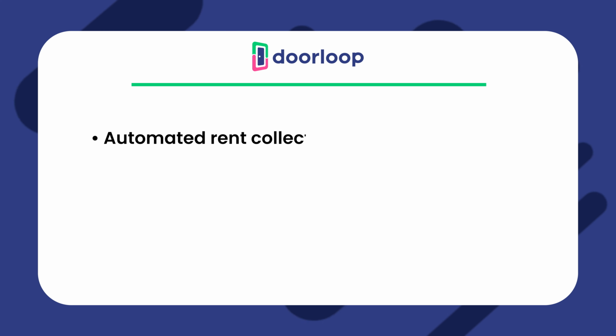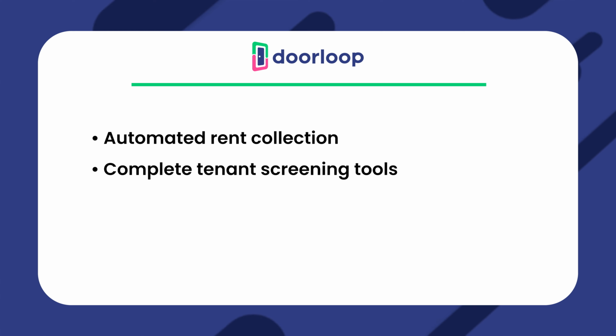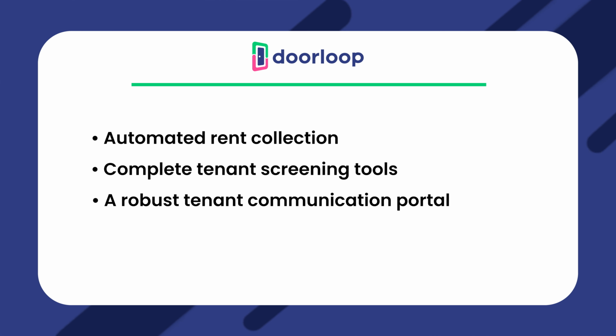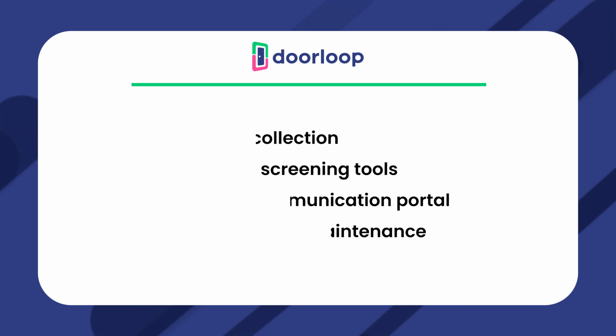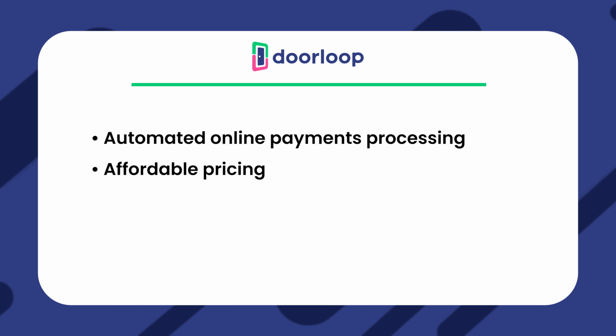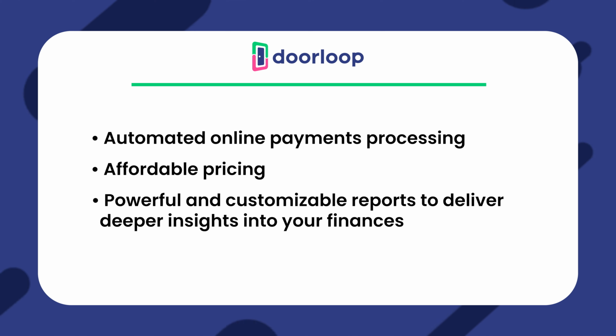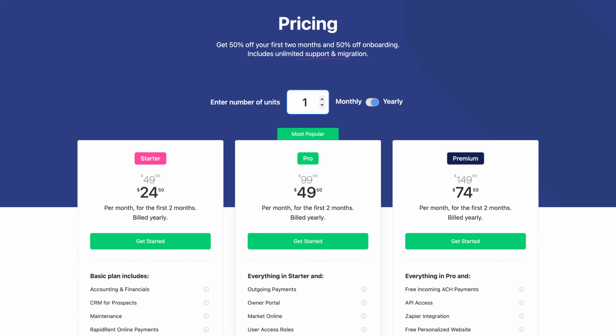DoorLoop offers features such as automated rent collection, complete tenant screening tools, a robust tenant communication portal, simplified vendor and maintenance management, automated online payment processing, affordable pricing, powerful and customizable reports to deliver deeper insights into your finances, and much, much more. On top of its robust feature set, DoorLoop also comes with an award-winning, best-in-class customer support team, which can answer your questions through phone, email, screen sharing, and tutorial videos to ensure you get maximum value from DoorLoop software. DoorLoop's pricing starts at just $49 per month for 20 units and offers a free demo.